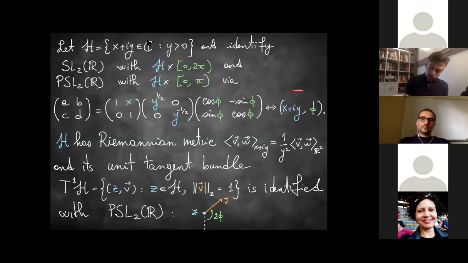But if you actually do the computation, the physical angle that you see on the Lobachevsky plane is twice what phi is. Somehow this is telling you that as the physical angle goes 360 degrees, phi only goes from 0 to pi, not to 2 pi. So the physical angle is twice the angle phi. That's just a computation.